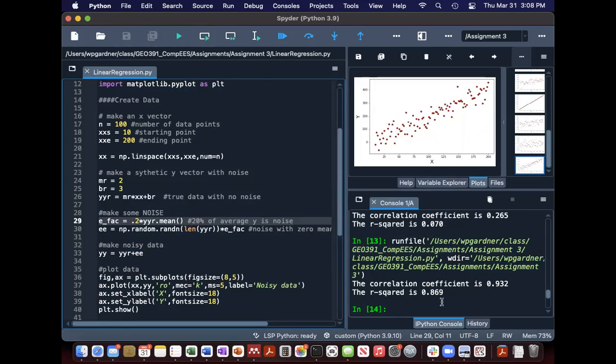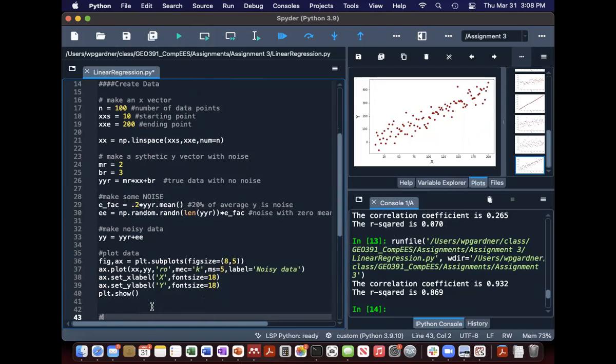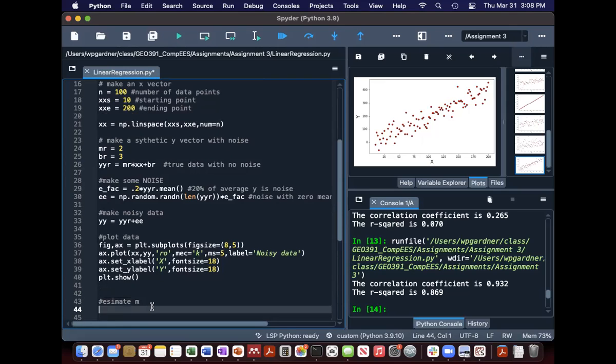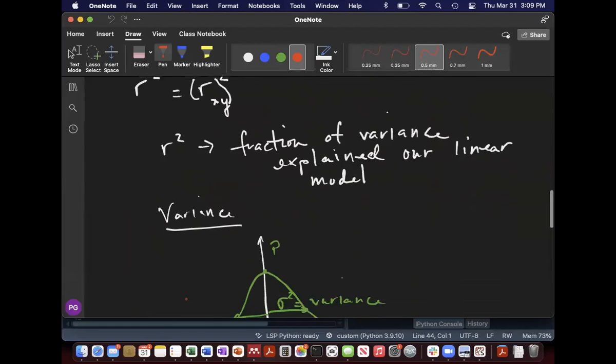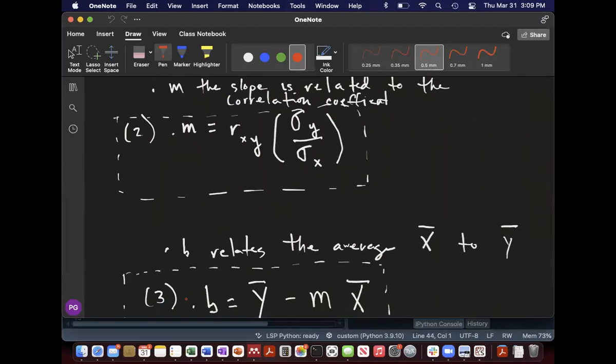Okay, does everybody got this part running? All right, now you guys estimate B. No, what do we do first? Estimate M. All right, so it's pretty easy equation. And remember that we calculated RXY and we calculated the standard deviation of Y and the standard deviation of X already. So this is pretty much a plug and chug here.